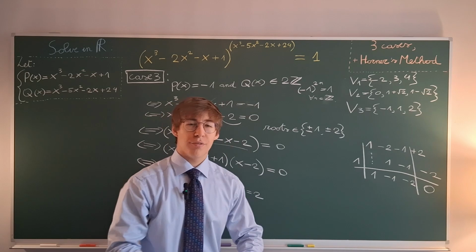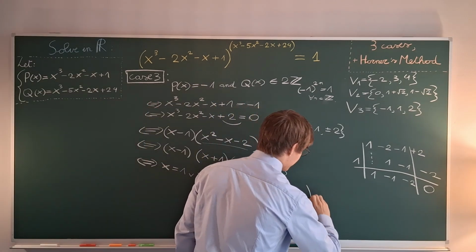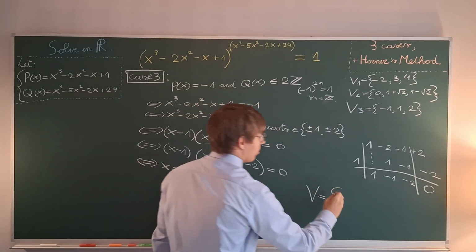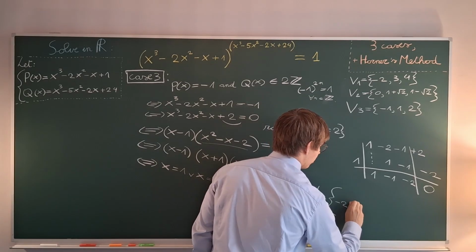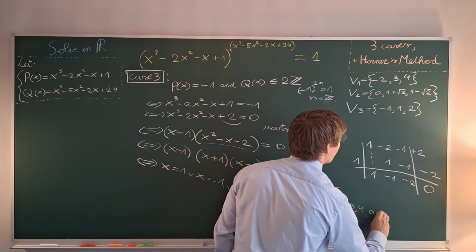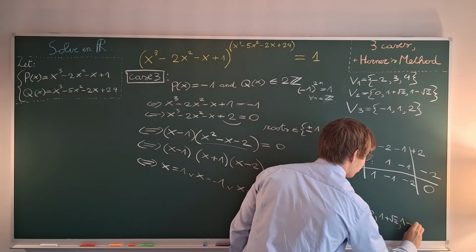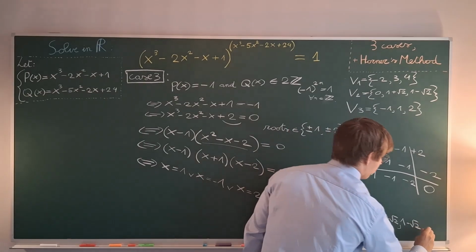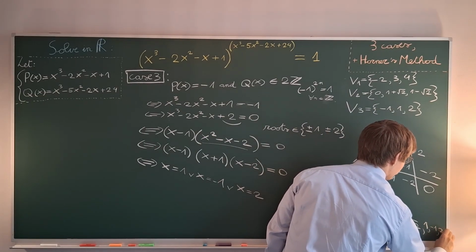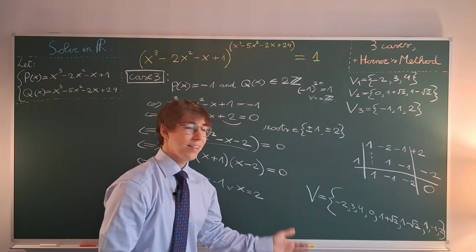So what is now the collection of all solutions of this mysterious equation? It is the set minus 2, 3, 4, 0, 1 plus root 2, 1 minus root 2, 1, minus 1, and 2. So we got 9 different solutions.